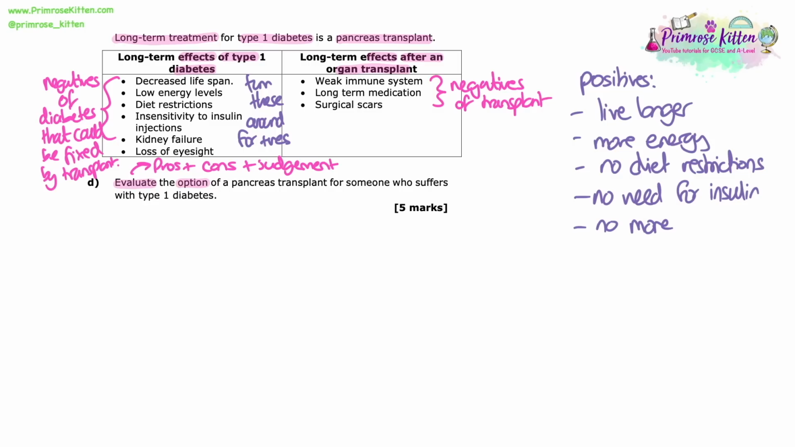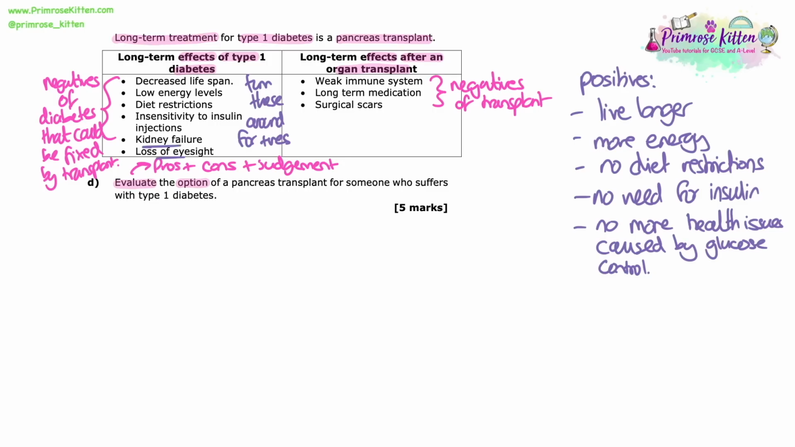So the kidney failure and the loss of eyesight doesn't mean that having the transplant will reverse that or take that away. If they've already happened as a result of the effects of long-term diabetes, then you're not going to be able to reverse that. But it shouldn't get any worse. It depends how serious those problems were before a transplant took place.